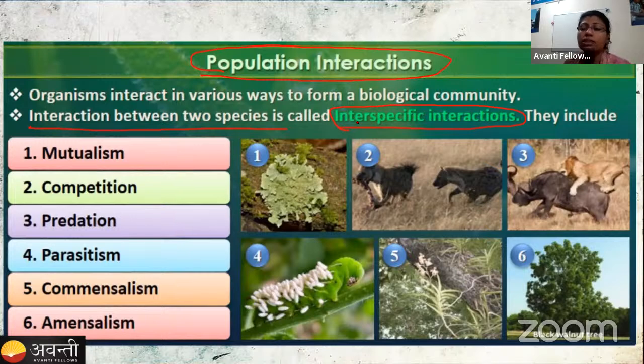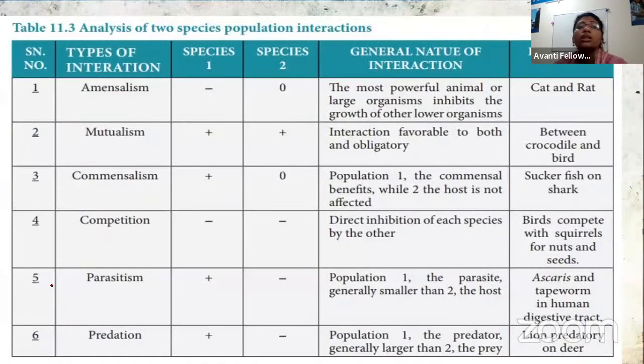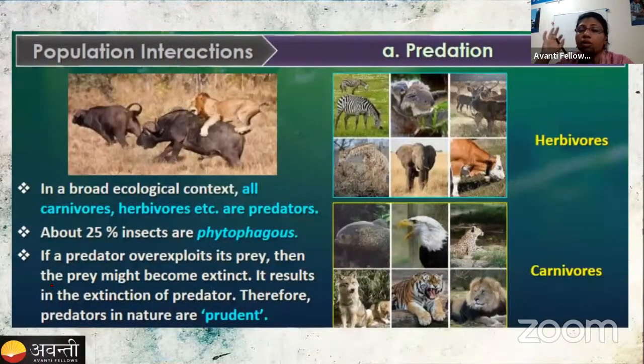And it can be expressed in six different ways. It can be mutualism, competition, predation, parasitism, commensalism, or amensalism. Okay, so this can be shown by this tabular graph, but before reading this tabular form, let's move to the single understanding of each and every type of interaction. So first we have the predation type of interaction. Predation always reminds us of two words, the predator and the prey.